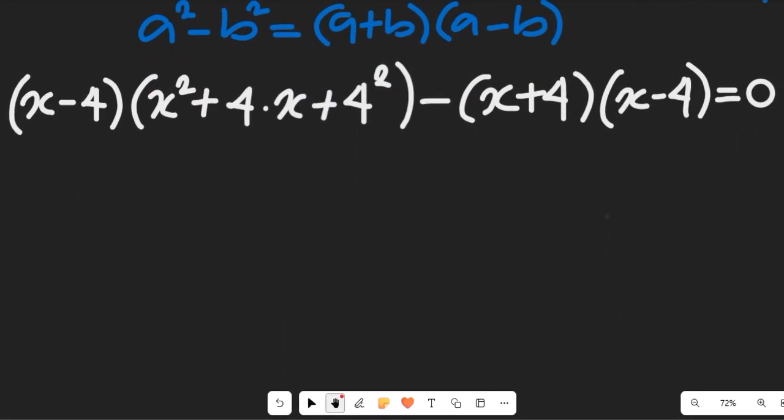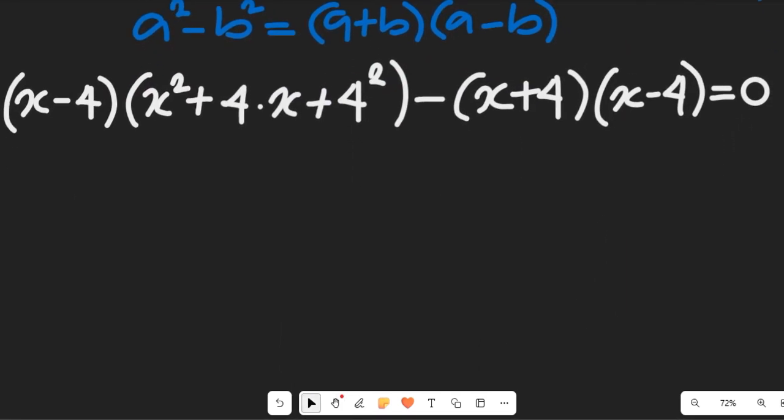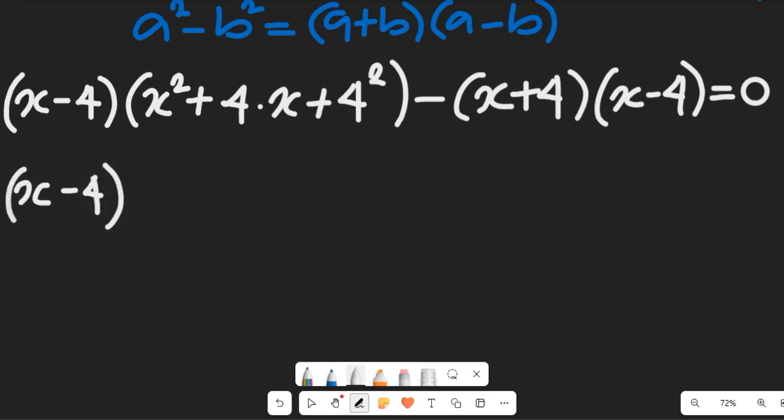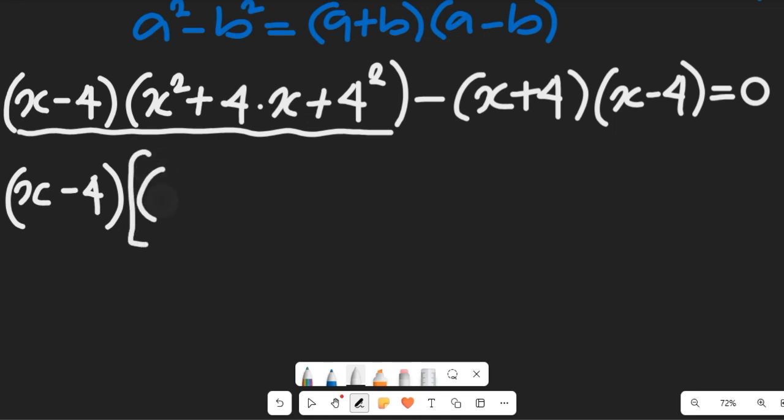Great. Now, from this expression, you can see something. x minus 4 is common. So if I bring out x minus 4, which is common, all of this expression divided by x minus 4 is going to give me x squared. 4 times x is going to give me plus 4x.